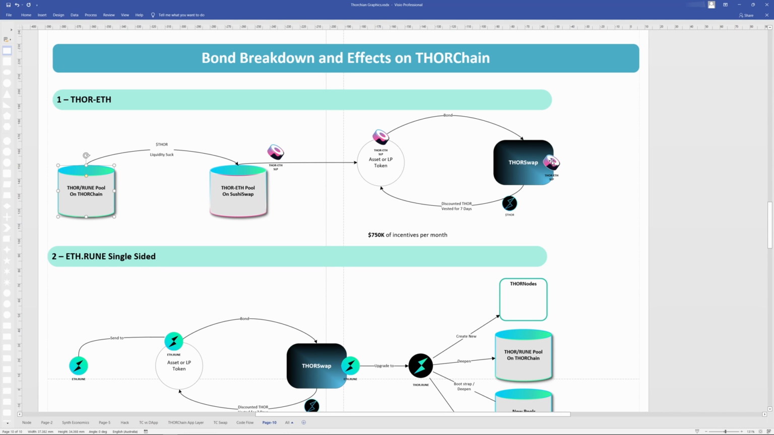Once THORSwap have their SLP, they can do a number of different things with it. They can keep the SLP to get rewards from it, so the sushi token rewards and onset rewards. They can buy ownership into more pools within THORChain, deepening the pools, or they can split the SLP and use it to expand their treasury.